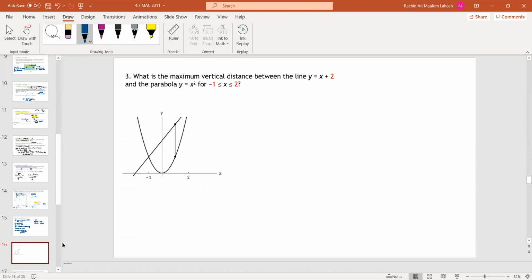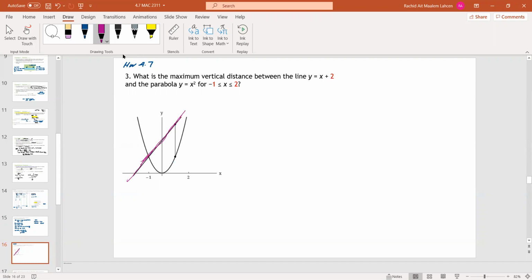Now, what is the maximum? And this is now from the homework point 7, number 3. What is the maximum vertical distance between the line y equals x plus 2 and the parabola y equals x squared? So I put this graph here to show, you know, it's hard sometimes to see what we're looking for if we don't have this graph.